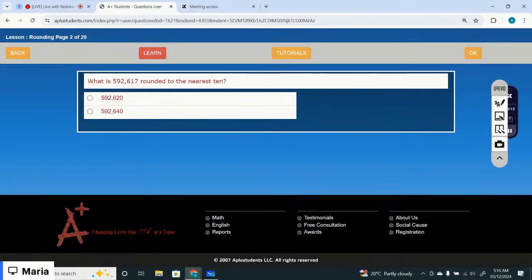What is 592,617 rounded to the nearest 10? So which is the correct option? 1 or 2? Think and then answer.